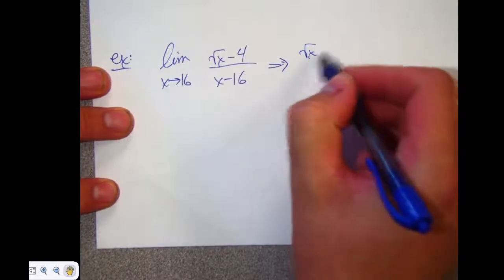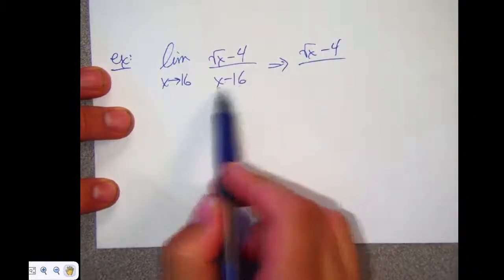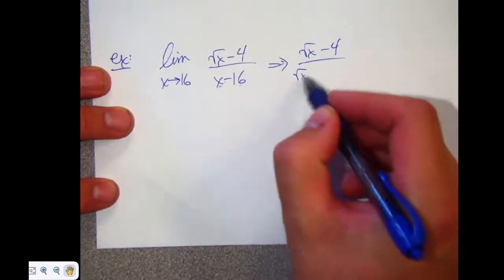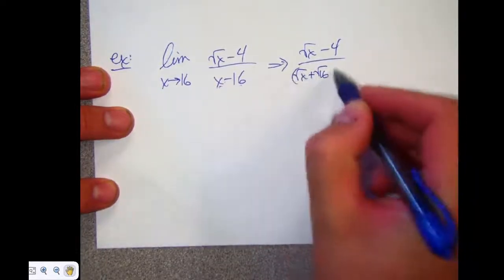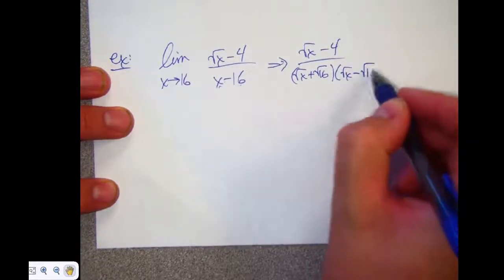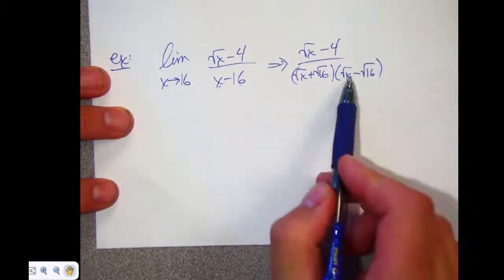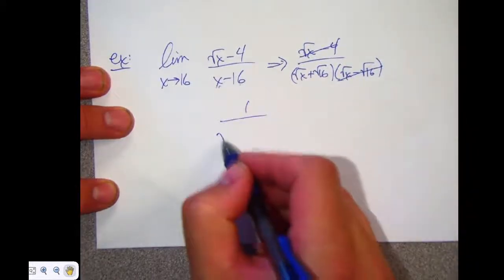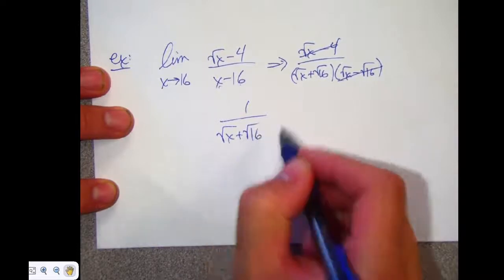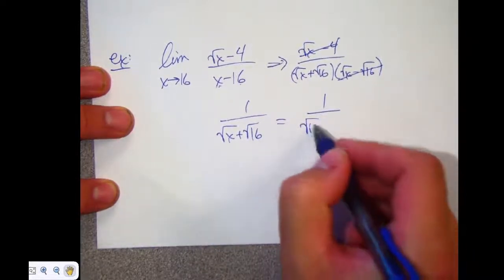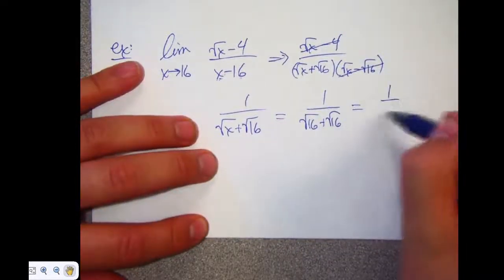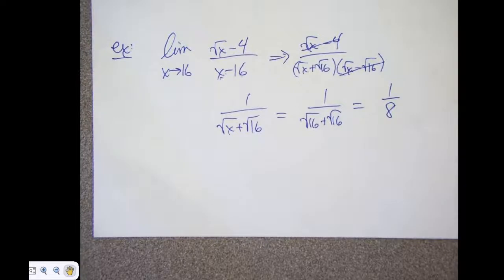So the top is the square root of x minus 4. Could I use difference of squares to factor this x minus 16? I could, and I can make that the square root of x plus the square root of 16, or the square root of x minus the square root of 16. The square root of x minus 16 is the same as the square root of x minus 4, right? So we get 1 over the square root of x plus the square root of 16. So 1 over the square root of 16 plus the square root of 16. At some point I could say that the square root of 16 is 4. The answer is 1 over 8. Questions?